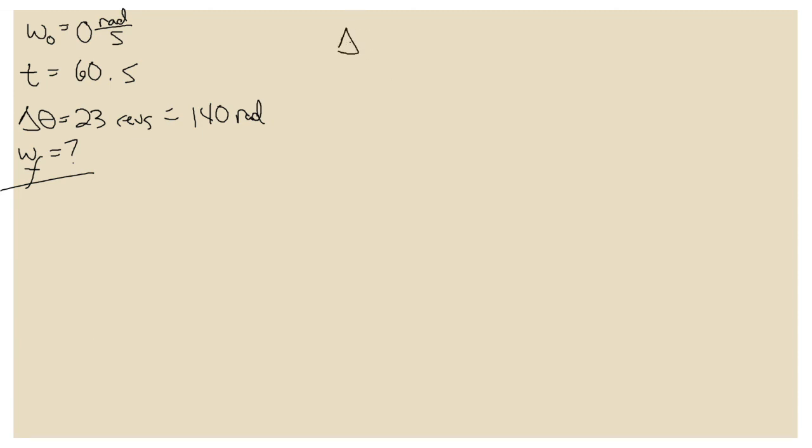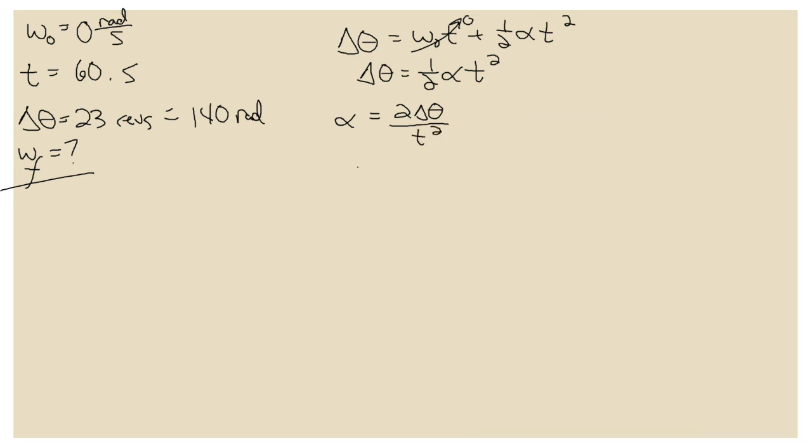And so what we're going to have to do here is use the equation delta theta equals omega naught t plus 1/2 alpha t squared. This thing starts from rest, so the omega naught t goes to 0, so we have delta theta equals 1/2 alpha t squared, and that means alpha is 2 delta theta over t squared.